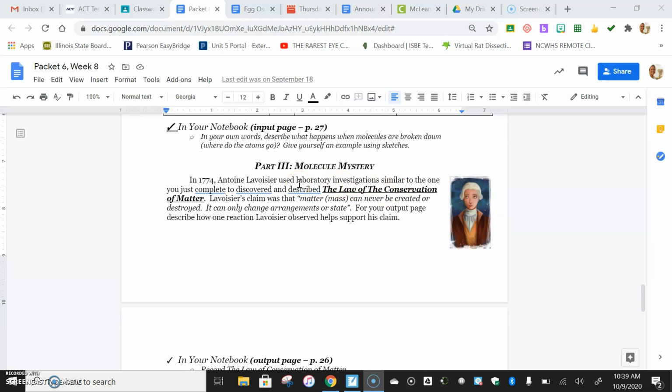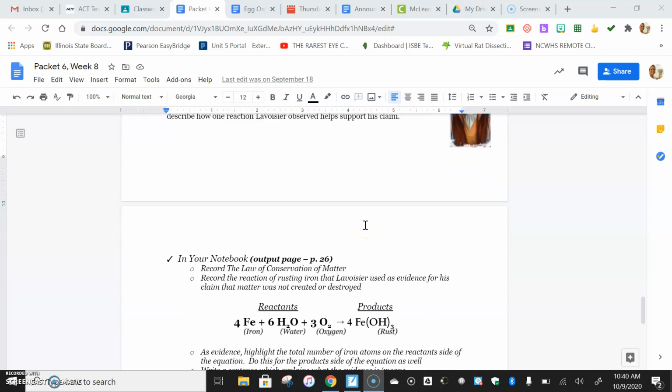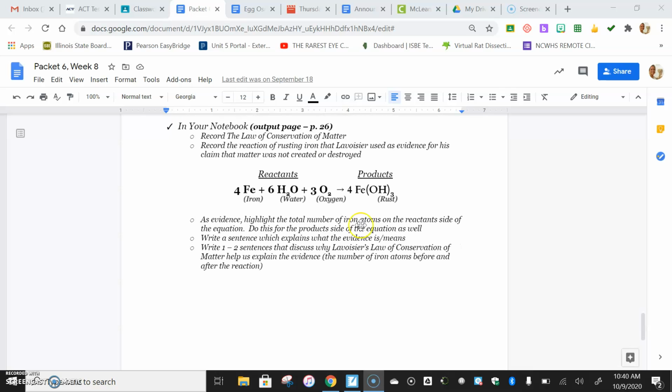I may or may not have said this in class yet, but it was this guy who came up with that theory. And he said matter, mass, can never be created nor destroyed. It can only change arrangements or state, so it can only change forms. So the chemical reaction we're going to be looking at is the rusting of iron. With a combination of iron, water, and oxygen, we get rust. Now the reactants, or my inputs, are going to lead to my products, or my outputs.